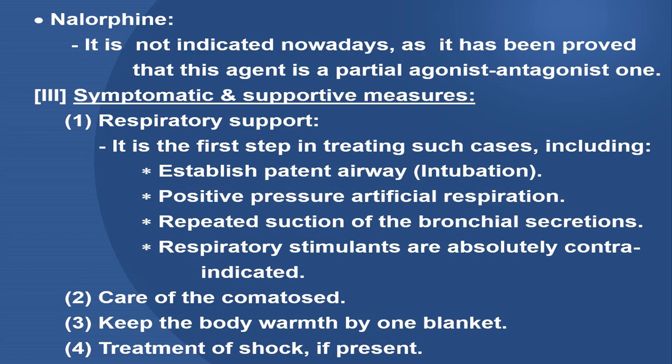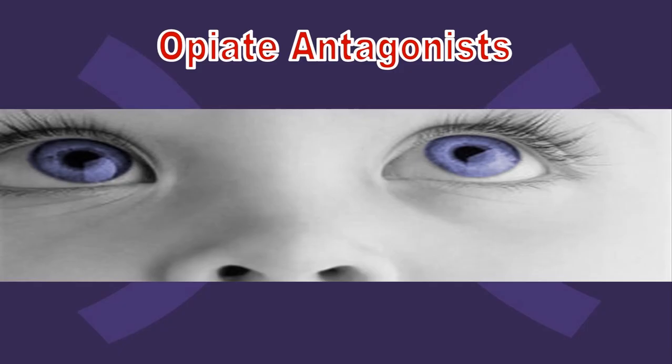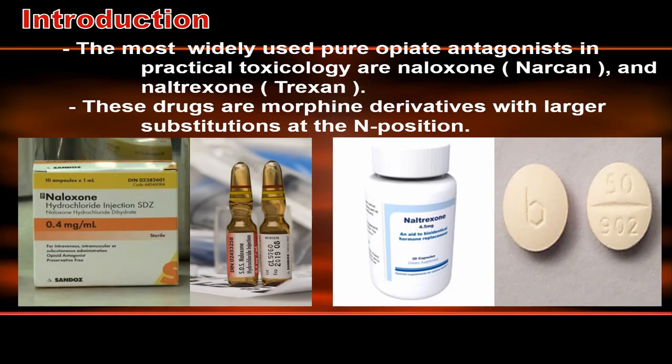Step 2 is care of comatose patients. Step 3, to keep the body warm by blankets. Treatment of shock if present. Opiate antagonists. The most widely used pure opiate antagonists in practical toxicology are naloxone, Narcan, and naltrexone, Trexan. These drugs are morphine derivatives with larger substitution at the N position.